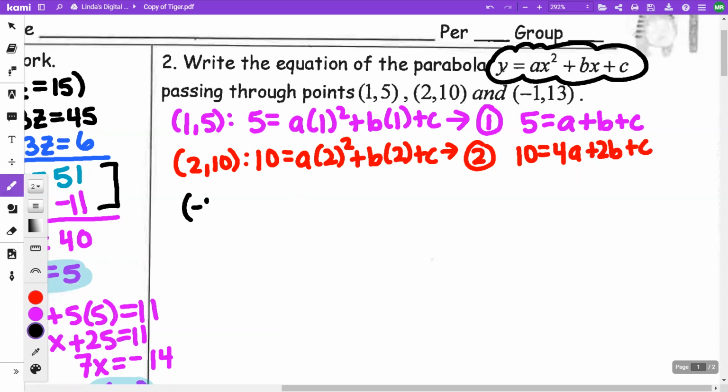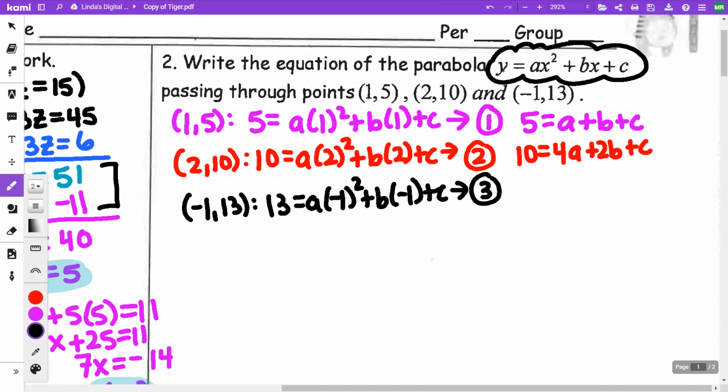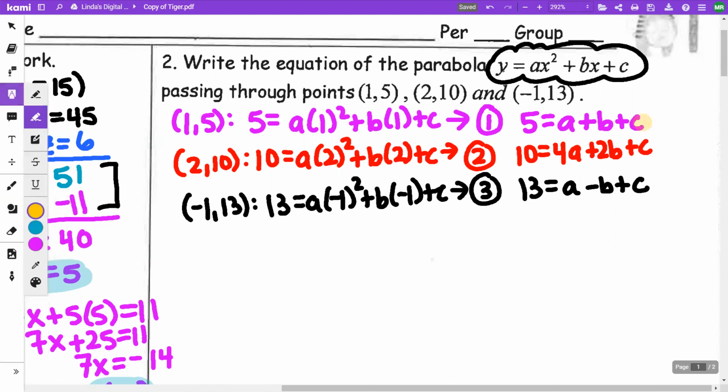I'm going to use negative 1, 13. So I'm going to have 13 is equal to a times negative 1 squared plus b times negative 1 plus c. That's going to give me my third equation, which is 13 is equal to a minus b plus c. So again, every time we're doing these problems, we're going to have a c, and a c.